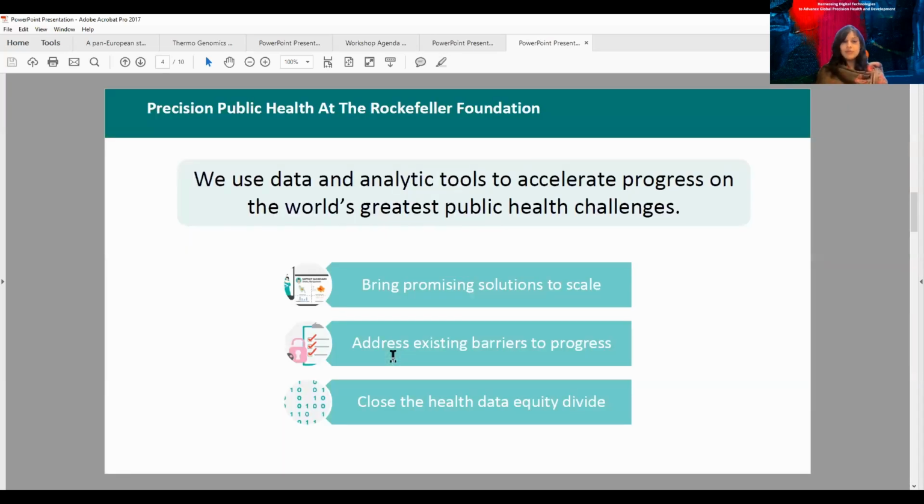So what do we mean by precision public health at the foundation? We've started with three factors of data that we feel drive precision. The first is availability. Do we have enough of the right data? Is it timely? And is it granular enough to make inferences that drive health outcomes or inform health delivery?